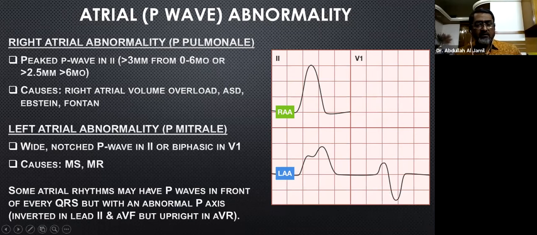Some atrial rhythms may have P waves in front of every QRS, but with an abnormal P wave axis. It is inverted, for example, inverted in lead 2 and aVF, but upright in aVR. So this is from an ectopic focus.